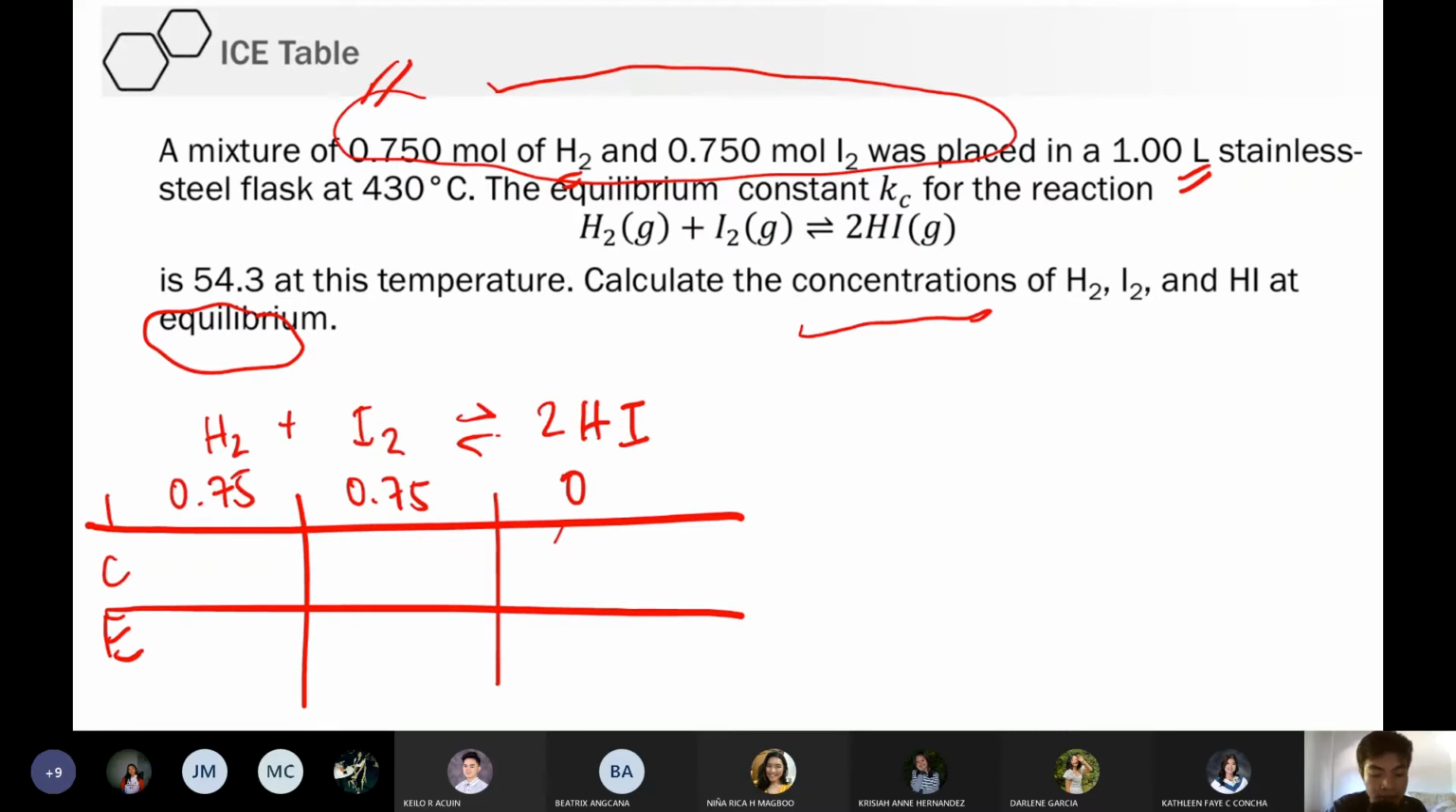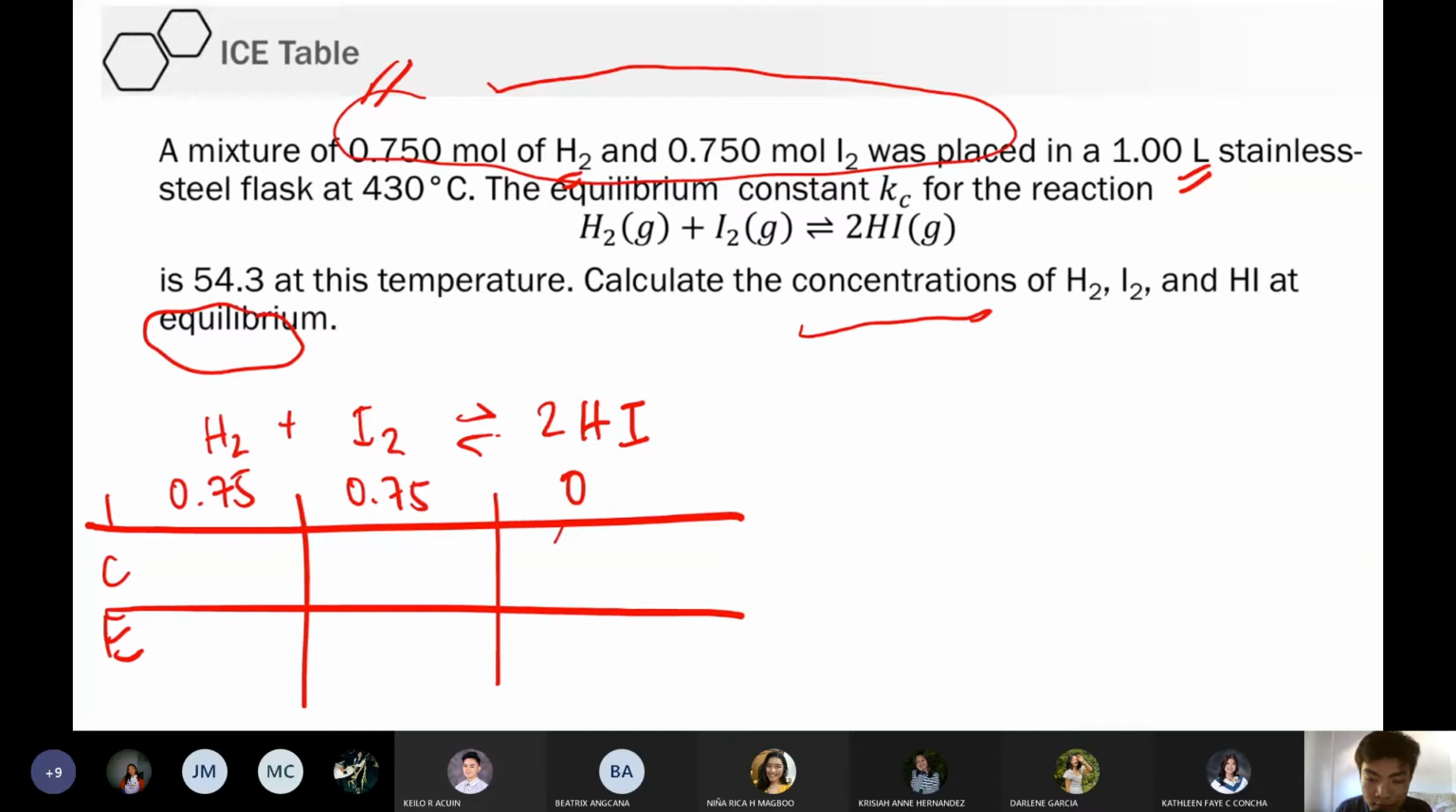How about the change? You may want to compare the Qc and the Kc. By comparing Q and K, you can predict where the reaction is going. So I will tell you a shortcut now. If you have zero amounts on the product side, then the reaction is going to the product side, because if you solve for the reaction quotient with species on the product side equal to zero, then Q equals zero. So the reaction will go to the product side.